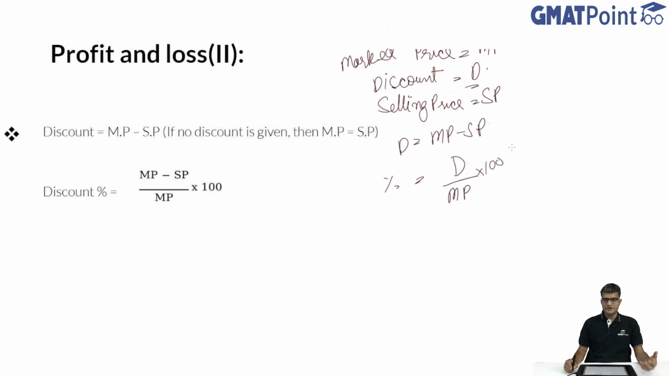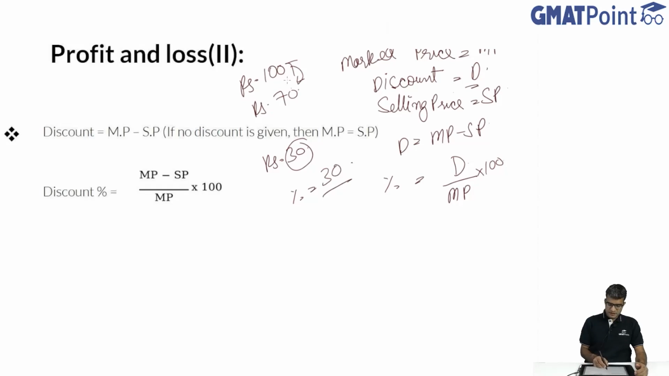So for example, you have a book, you mark it that the book is going to be sold at say rupees 100. But there is a customer who comes and he bargains and he gets it for say rupees 70. So the discount is the difference between these two, that is rupees 30. And the discount percentage is 30, which is the discount, divided by the mark price, which is 100, into 100, which is equal to 30%. That will be the discount percentage. Let us solve one question to understand this concept better.